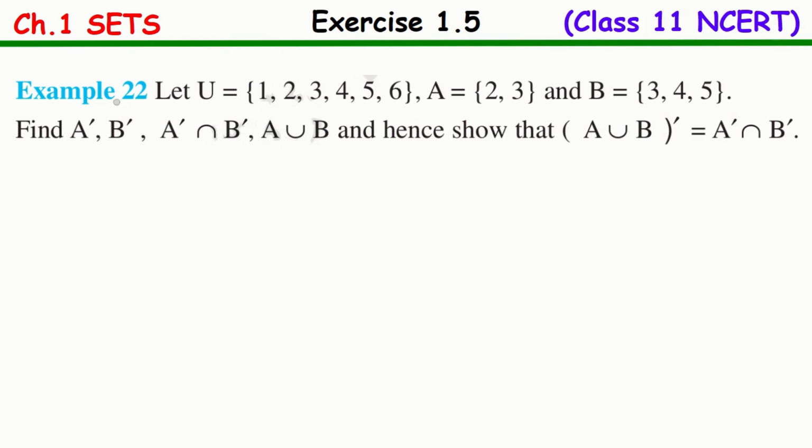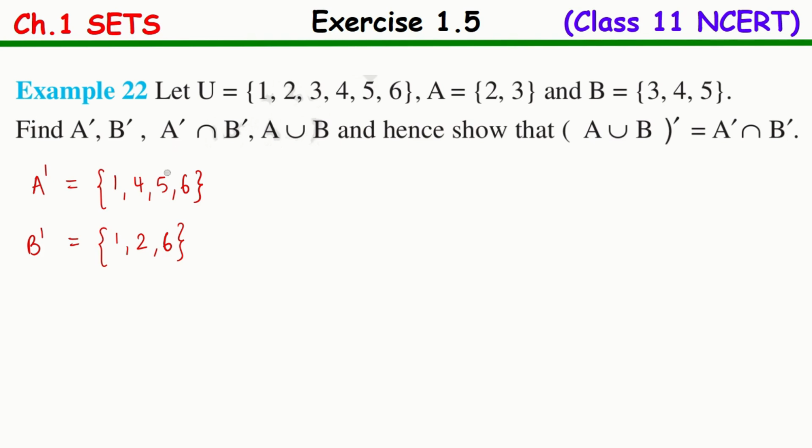Next, example 22 is a very interesting example because in this example we will prove the property of De Morgan's law, which we have written in the properties section. So let us see, this is the universal set U which contains the numbers 1 to 6. A is 2, 3 and B is 3, 4 and 5. Firstly we have to calculate A complement, whatever is not present in A but is present in U. So it will be 1, 4, 5 and 6. Then we have to write B complement. B complement is 1, 2 and 6, which is not present in B but is there in U.